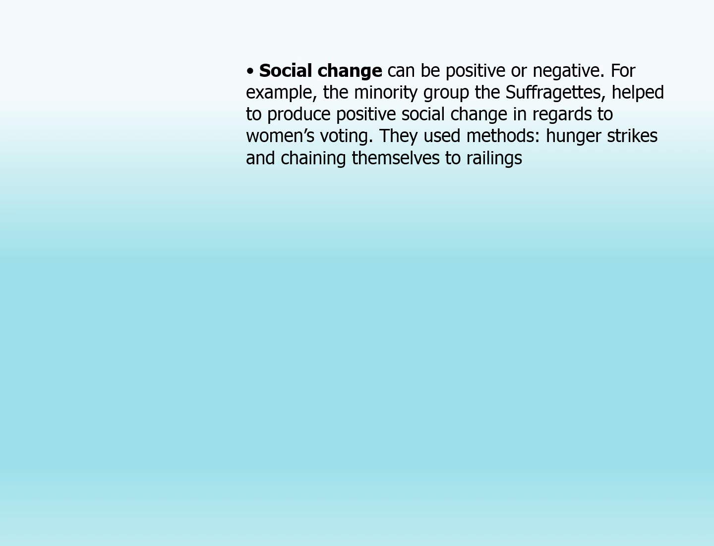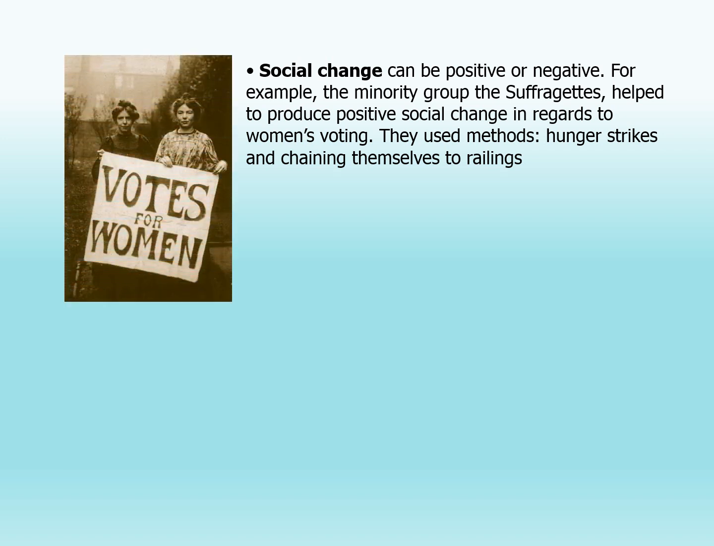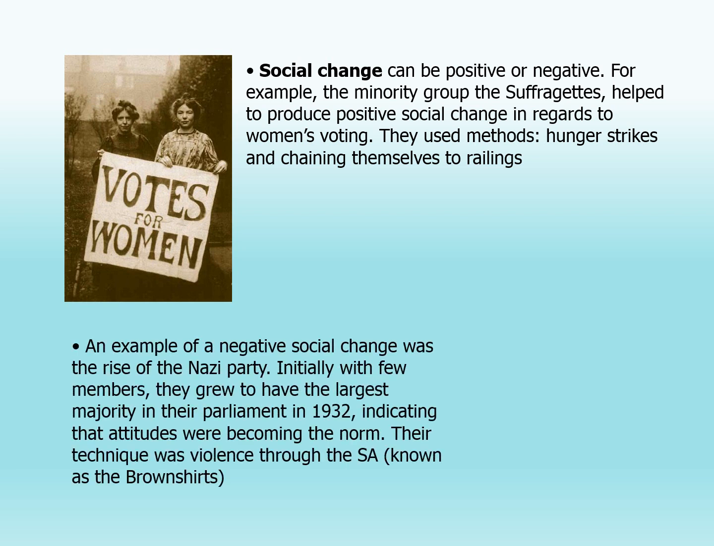So I've touched on a couple of examples of social change that means that it can be positive or negative. So it can be positive, such as the minority group suffragettes. There they are. And they helped to produce positive social change in regards to women voting. So they used lots of extreme methods like hunger strikes, chaining themselves to railings, and those are acts of commitment, if you remember from our minority influence lesson.